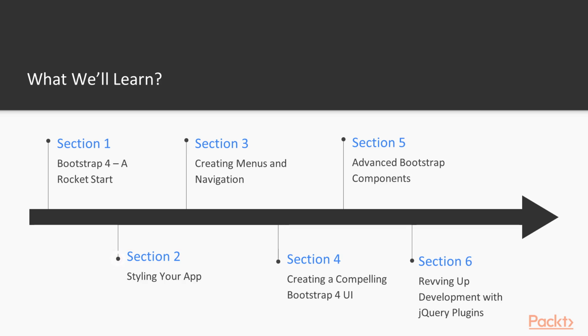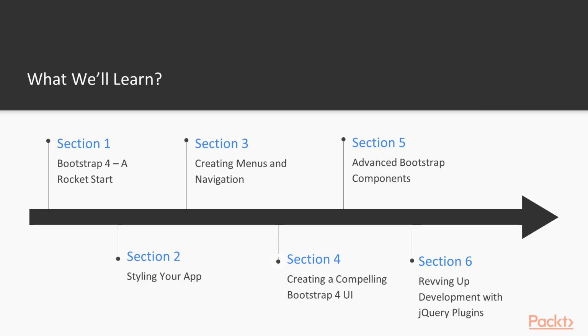In section 2, we are going to be learning how we can style our app. Basically, we will be learning about responsive design. We'll be learning what some of the styling and theming options in Bootstrap are, and so on and so forth. In section 3, we'll be exploring what Bootstrap 4 has to offer in terms of menus and navigation, and of course the ways that we can customize all of those.